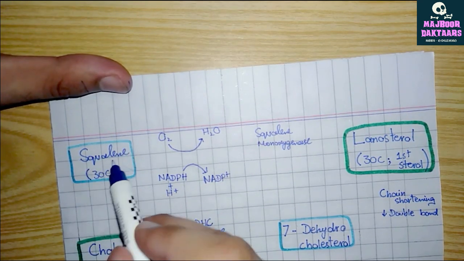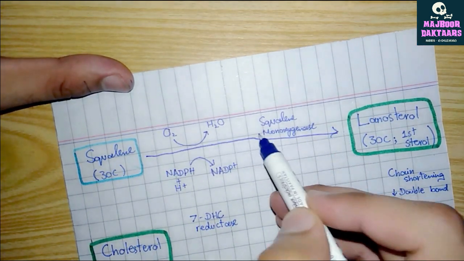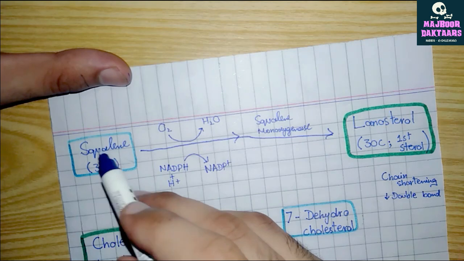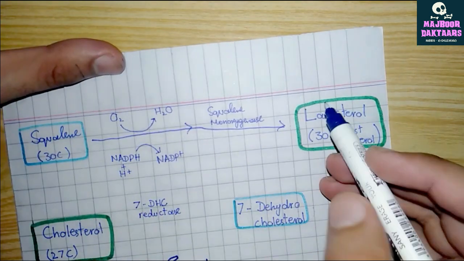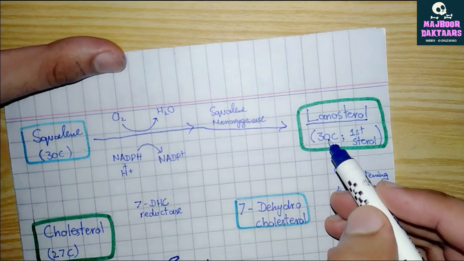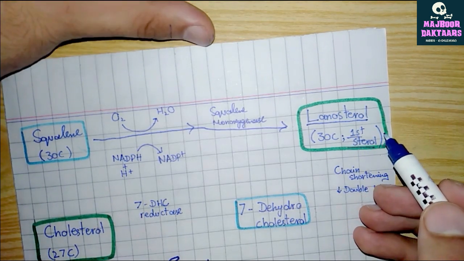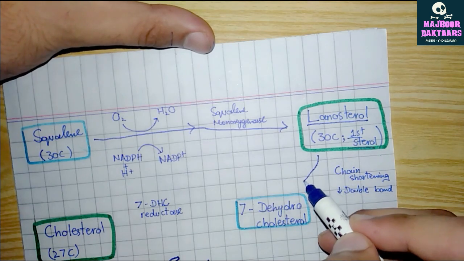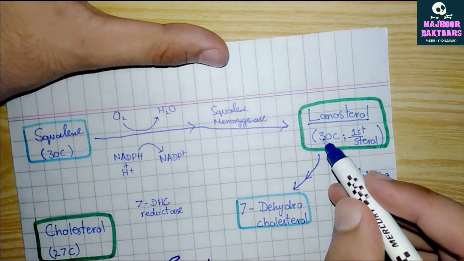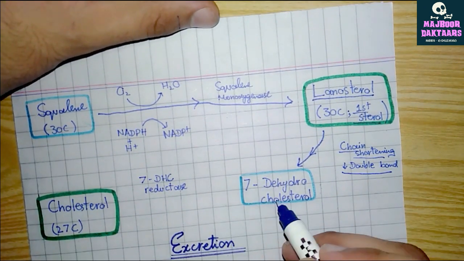ring structure. So this squalene compound undergoes a series of reactions in which oxygenation occurs, reduction occurs, and cyclization occurs to convert it into a ring compound known as lanosterol. Lanosterol, just like it, is a 30 carbon compound and the first ring sterol in the synthesis process. Now this lanosterol undergoes a number of reactions, 17 to 19 reactions, in which it undergoes chain shortening, that is decreasing the number of carbons and decreasing the number of double bonds, to get converted into dehydrocholesterol.